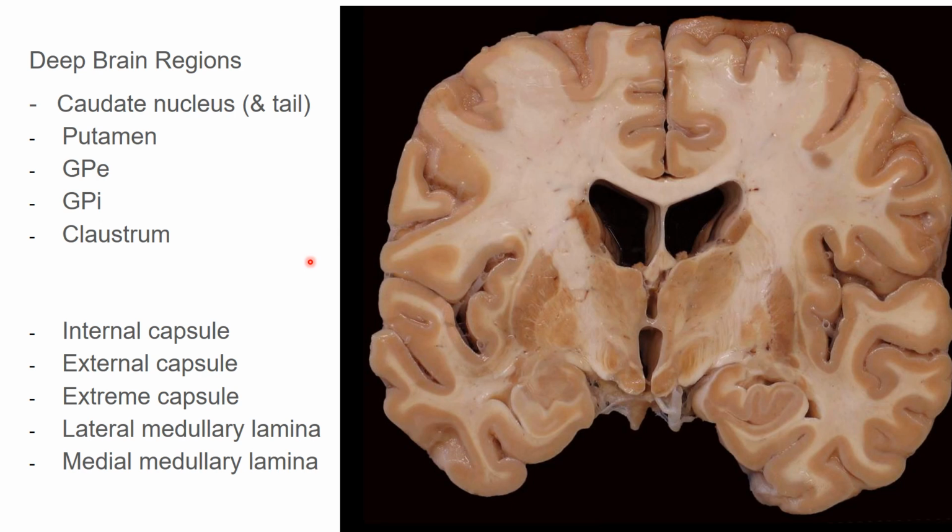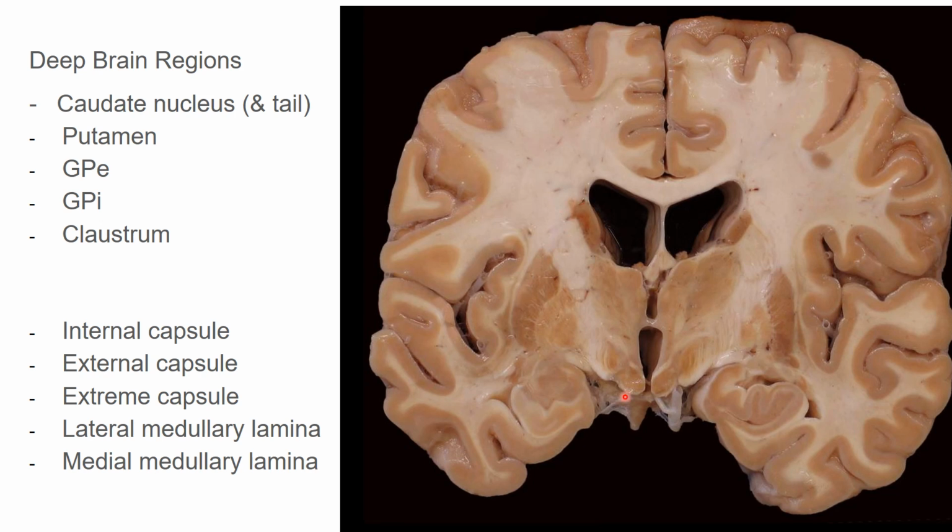Now we're going to move on into some of the deep brain regions. Here we're going to be talking about the basal ganglia and some of the white matter tracts. So we're going to start with the caudate nucleus. The caudate nucleus has a body and it has a tail. So the body of the caudate nucleus is forming the lateral wall of the lateral ventricle. So here is the body of the caudate nucleus. The caudate nucleus also has a tail. The tail of the caudate nucleus is going to be the roof of the temporal horns of the lateral ventricles.